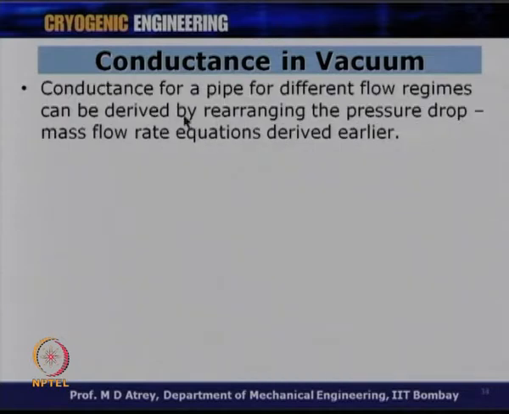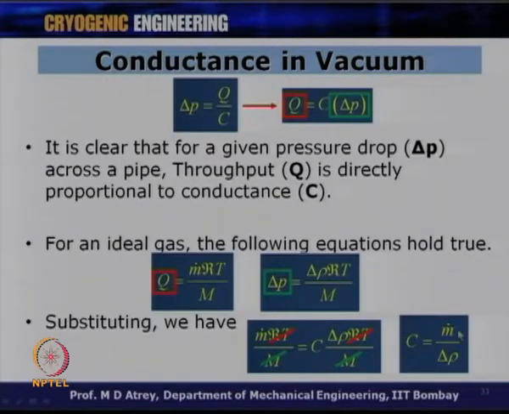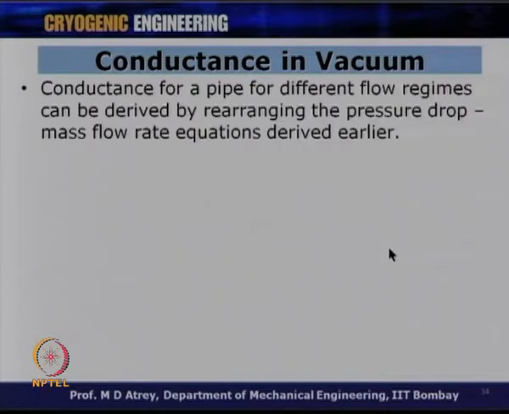So, conductance for a pipe for different flow regimes can be now derived by this formula, by rearranging the pressure drop mass flow rate equations derived earlier. So, let us see all the derivations earlier. For continuum flow now, we will get conductance C is equal to pi into d to the power 4 P, because now we know from the earlier calculation that C is equal to m dot upon delta rho. I will put this into all other equations which we have calculated for m dot for various regimes, just divided by delta rho. It will cancel out delta rho in that particular equation.